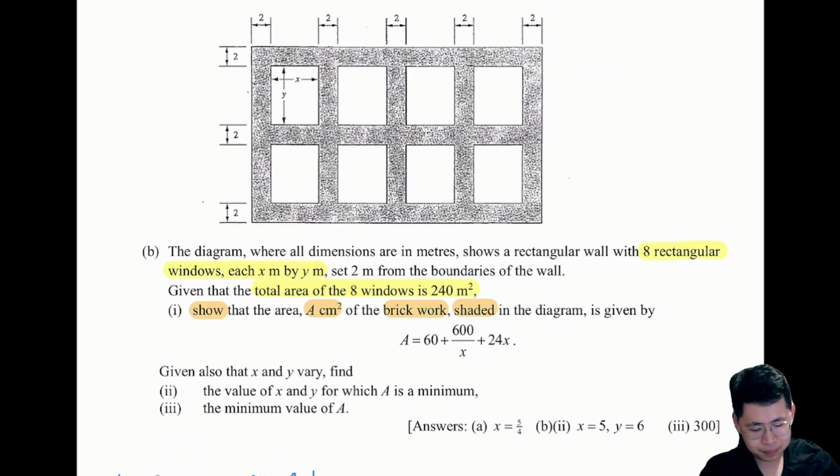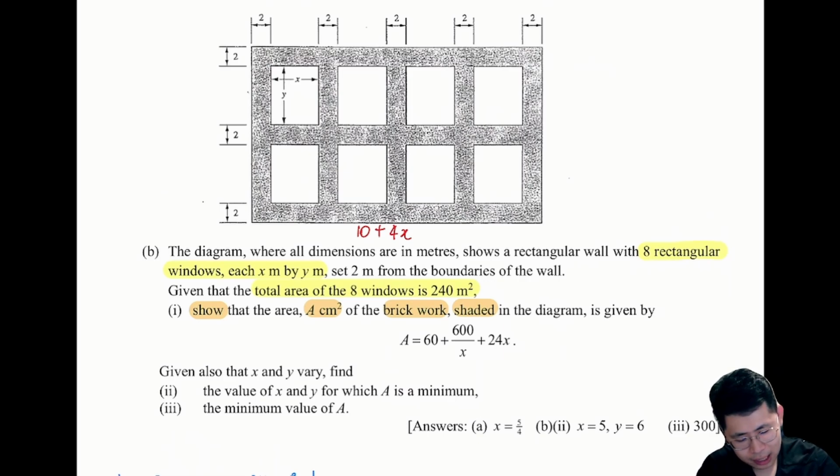I can do this. Okay, so what is the area of the whole thing? I'm going to need this whole dimension over here. So let's take a look at what is the total dimension. Over here we have 2, 2, 2, 2, and x. In total, this is actually how many 2's? We have 10 plus 4x. So over here, this is 10 plus 4x in total.